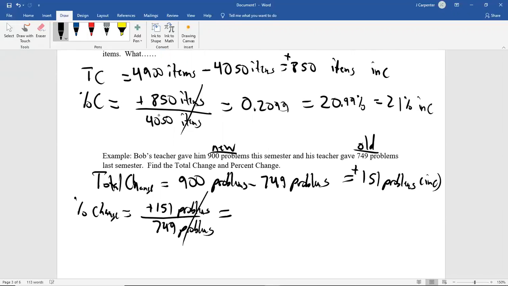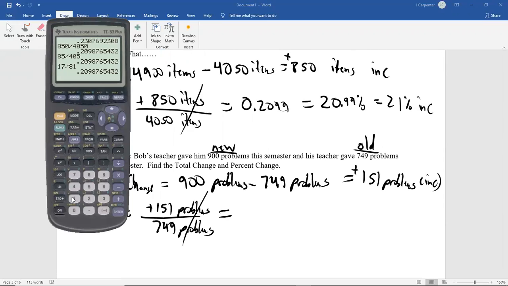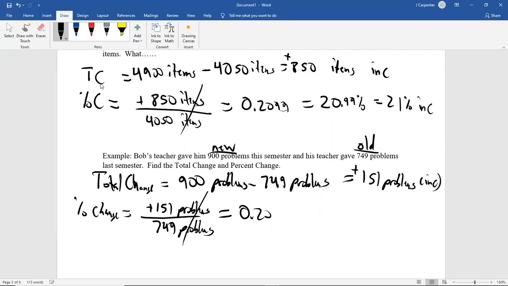So we're going to have to cancel those problems, so this will be unitless. We'll do 151 divided by the 749. If there's a reduction there, I don't see it. And you get 0.2016 blah, blah, blah. You'll move that decimal right twice, so you get 20.16% or 20.2%. I am just rounding all these to 1 decimal place as a percentage, and that would be an increase.